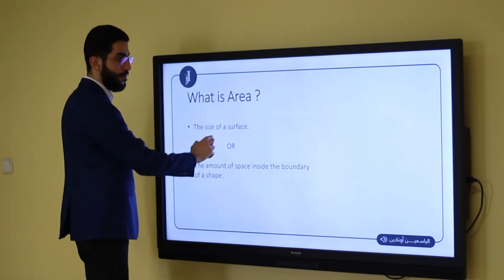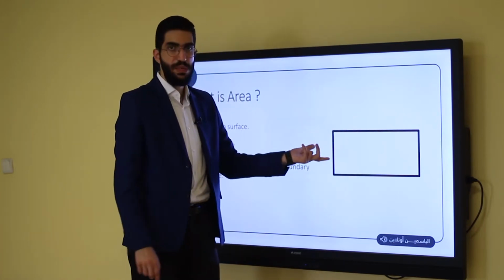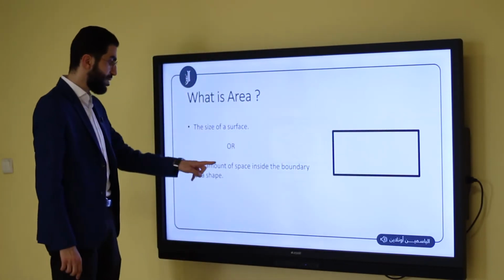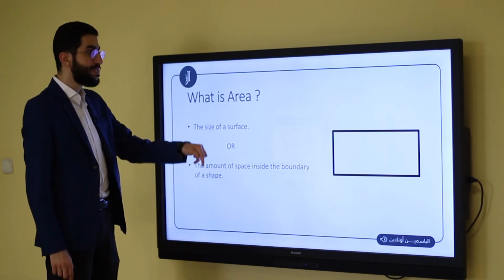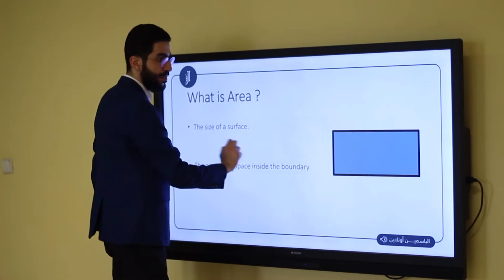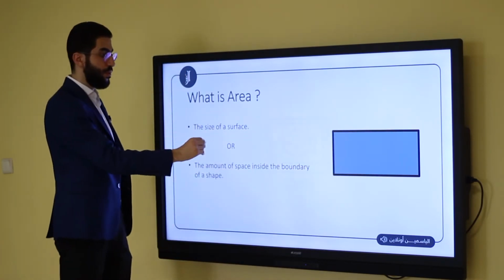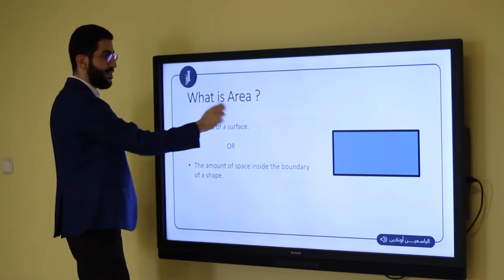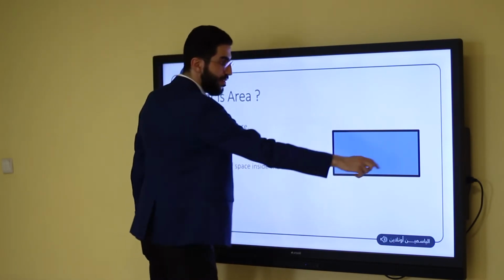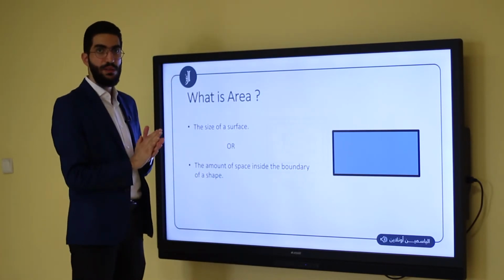For example, let's say here we have a boundary, okay? Which is the perimeter, as we learned before. So now what is area? It's the amount of space inside the boundary. So this one here that is colored in blue, the area that is colored in blue, we have it as the area, okay? But the black one is the perimeter, as we learned before. So now we're going to learn how to find the area.